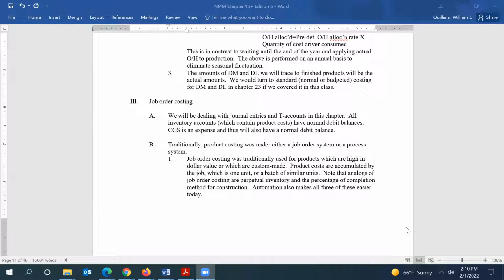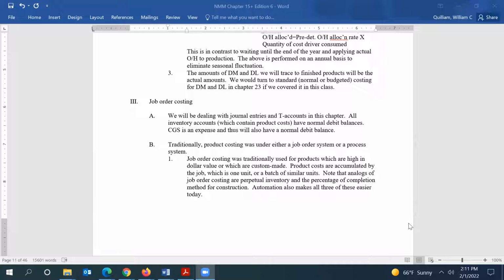Now, before I do get into that though, let's look at B. Well, traditionally product costing was under either a job order system or a process system. Well, job order costing, which is what we'll be doing today, was traditionally used for products which are high in dollar value or which are custom made. And product costs are accumulated by the job, which is one unit or a batch of similar units. And note the analogs of job order costing are perpetual inventory, where we keep track of it all the time, and the percentage of completion method for construction. If you take intermediate level financial accounting, you'll get into that then. And automation also makes all three of these easier today.